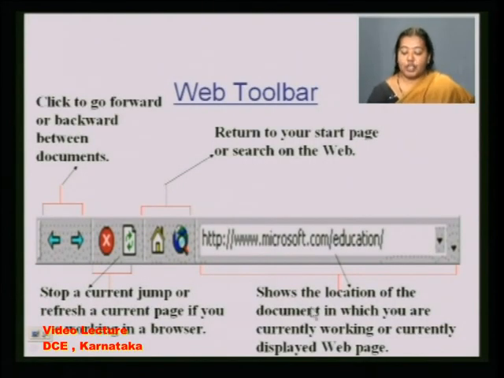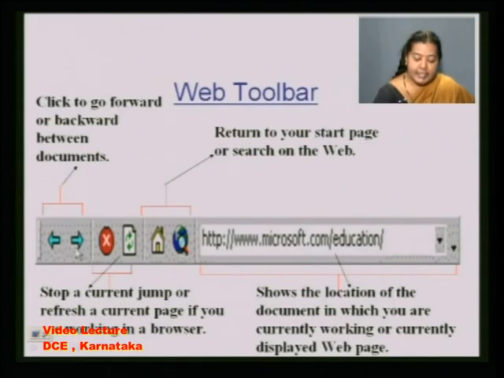So this shows the location of the document in which you are currently working or currently displayed web page. Suppose you want to go to Yahoo. So what you have to type, where to type? You have to type it in this place. What is this called as? This is called as web toolbar. So you have to type yahoo.com here.